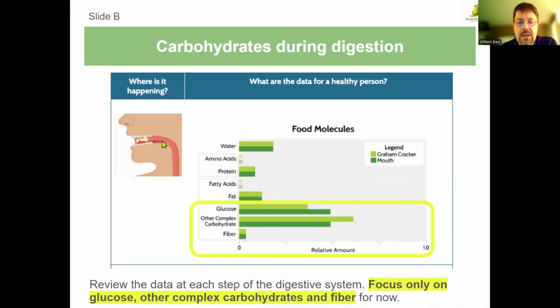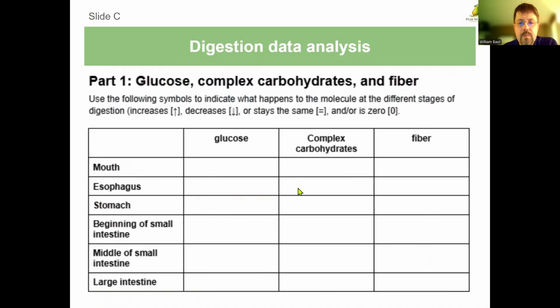The test subject digests some graham crackers, and it has these different food molecules in it. And students look at data to see what goes up, what goes down during the different stages of digestion in the different organs. We're going to look at this 3 different times throughout the unit. In this lesson, we're just going to focus on what's happening to the glucose, complex carbohydrates, and fiber. So students will record what goes up, what goes down on a worksheet.